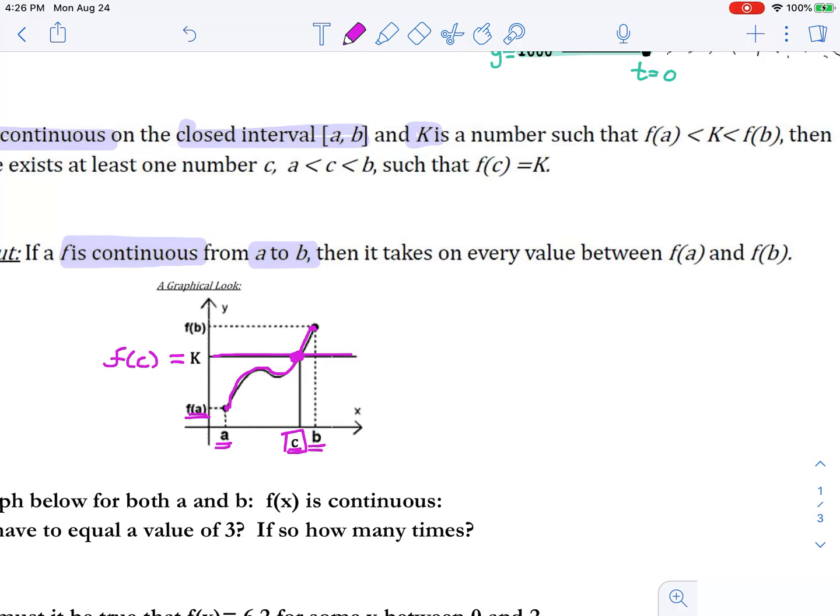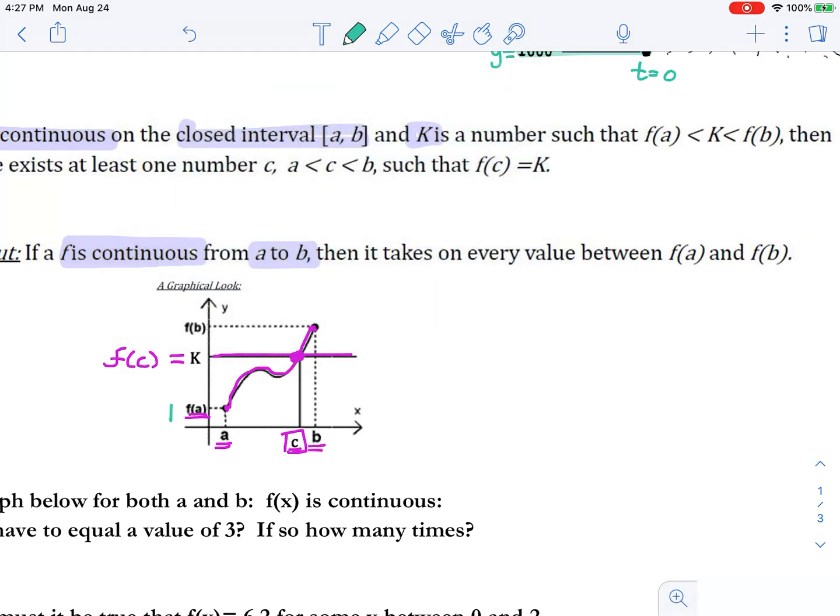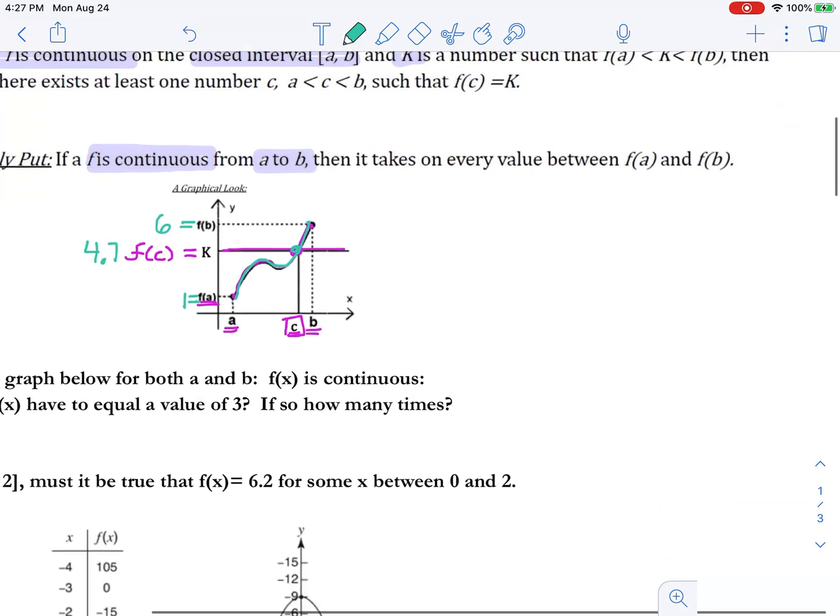So if I told you that f of a is the value of, let's say, 1, that's your y value of 1, and f of b is the value of, let's say, we're ending here at 6, will you ever hit 4.7? Well, absolutely. If this is continuous, you have to pass through 4.7. We use this in algebra, going through negatives and positives to prove that roots existed. You did this kind of before.